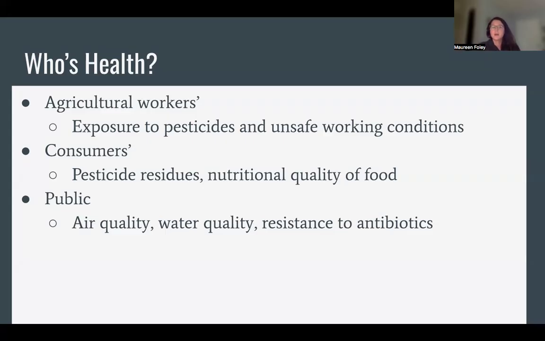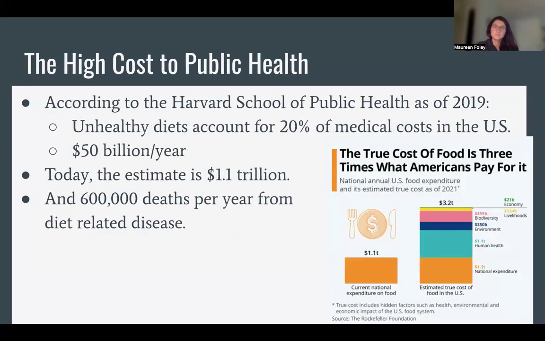And then we have the bigger picture. So the health of the public, and that pertains to air quality, water quality, and a big one right now is resistance to antibiotics. So we'll talk about that one specifically because it's an interesting one and one that not a ton of people are that aware of, but should be.